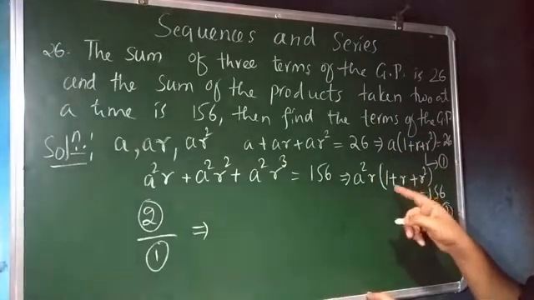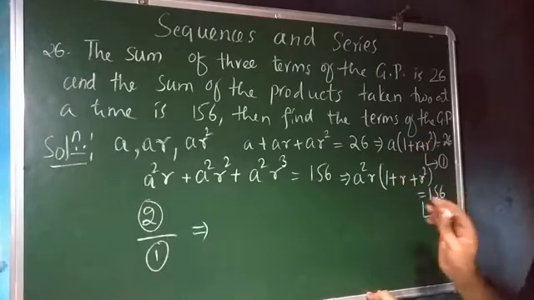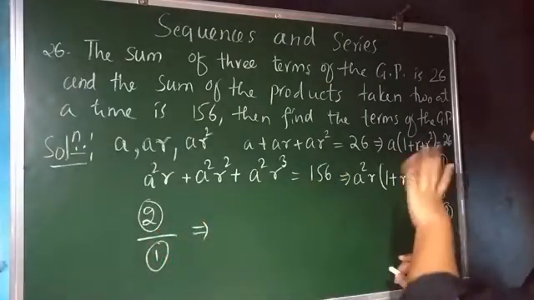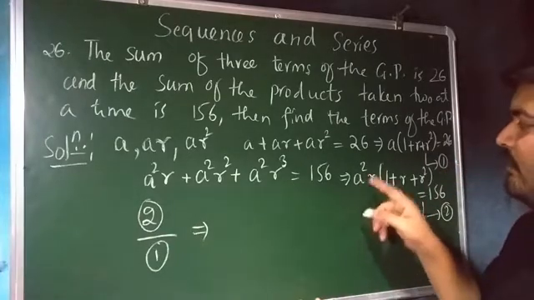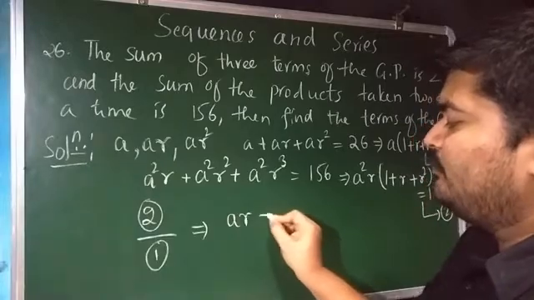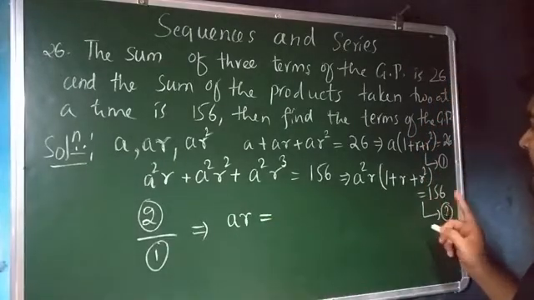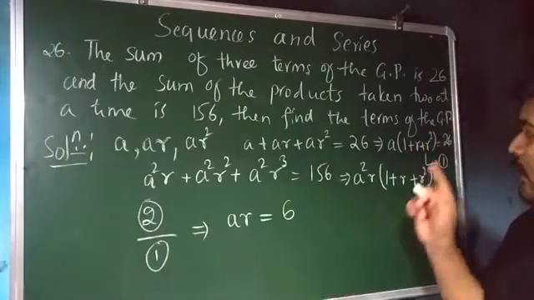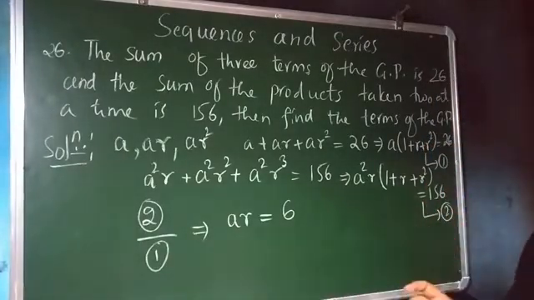Here note that 1 plus R square, both terms are present in these two expressions. So whatever the operation, those two terms will get cancelled. Here one of the A will get cancelled. You are just left with AR is equal to 156 divided by 26, that is equal to exactly 6, because 26 times 6 is exactly 156.